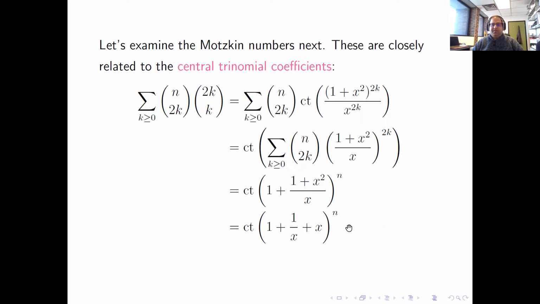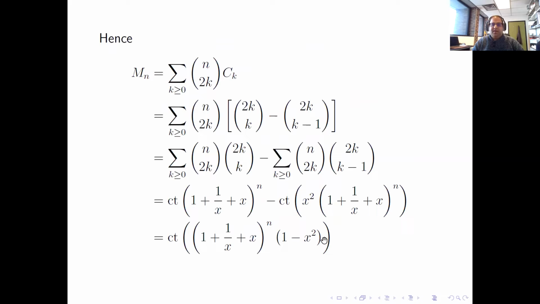So let's look at the sequence of Motzkin numbers. Like the Catalan numbers, we have an expression for the Motzkin numbers as the constant term of some Laurent polynomial, (1 + 1/x + x)^n. Before we get to the Motzkin numbers, we'll first get an expression for the central trinomial coefficients. So the central trinomial coefficients have this constant term expression, and we can use that to get the constant term expression for the Motzkin numbers.